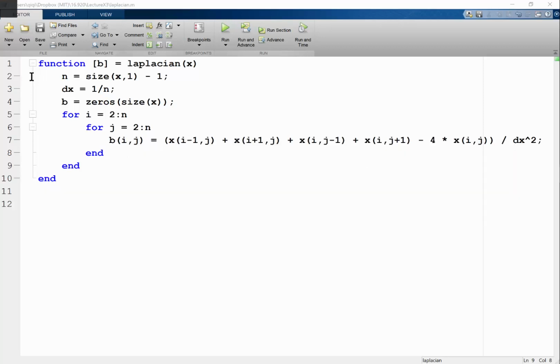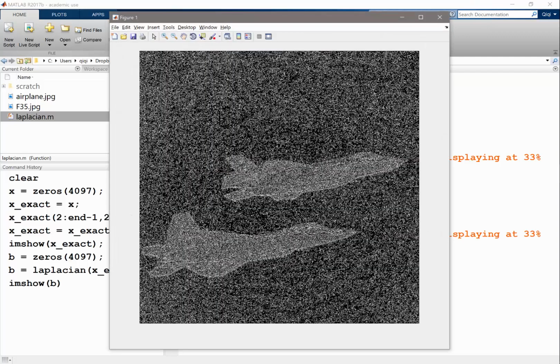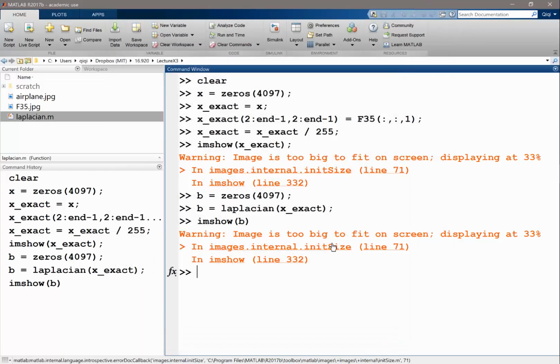Okay, so let's try it. We set b to the Laplacian of x exact. Looks like it works, right? It actually takes a non-negligible time to compute it. And if you show b as an image, it's not very nice.